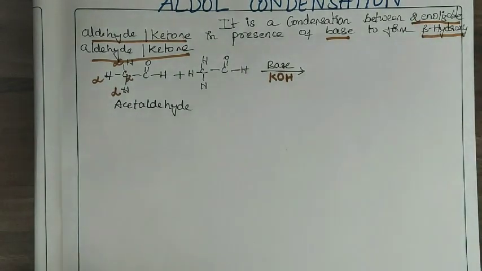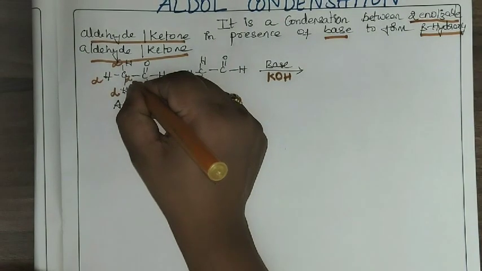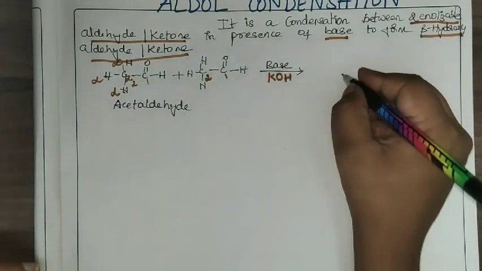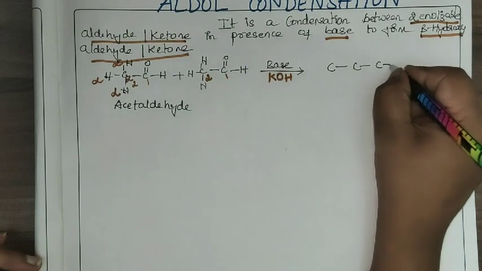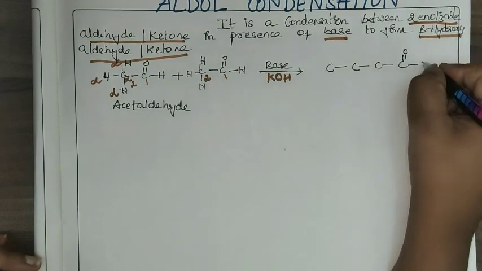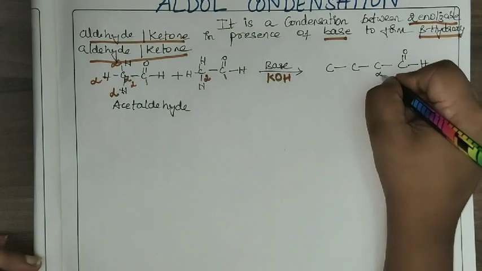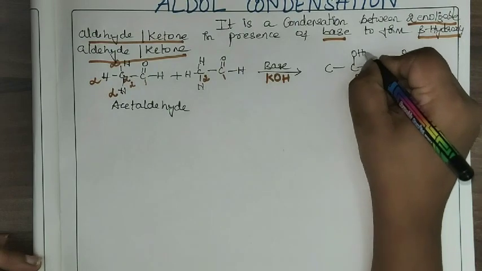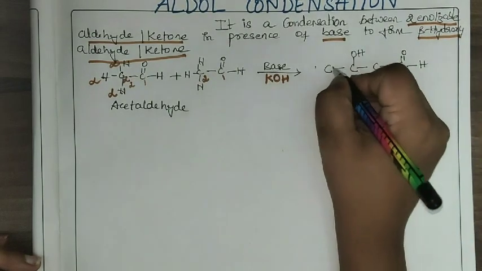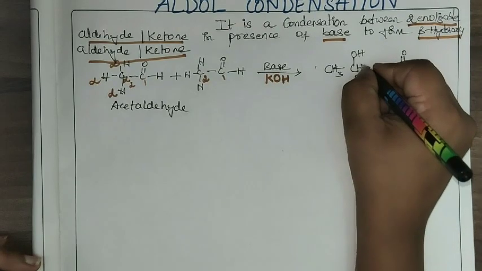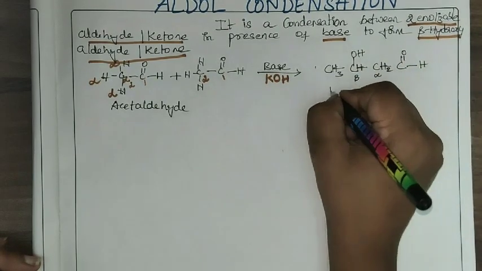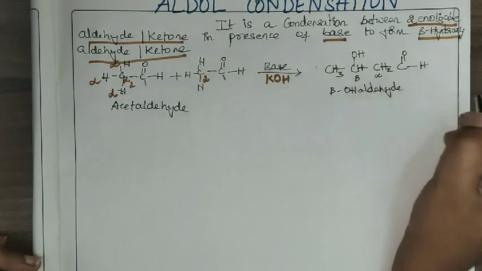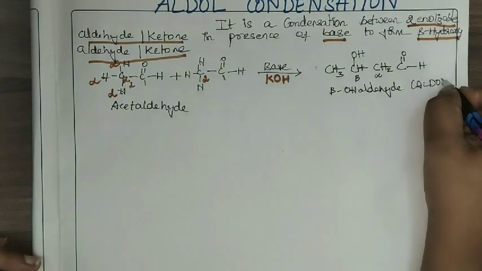So how to write the product? See, here you have 2 carbon atoms in acetaldehyde. 2 moles means 4 carbon atoms. So write 4 carbon atoms, and always the aldehyde functional group will be at the terminal, and this is the alpha carbon and this is beta, and we need a beta hydroxyl group at the beta position. And now satisfy the valency, and this is beta hydroxy aldehyde, which is called aldol.